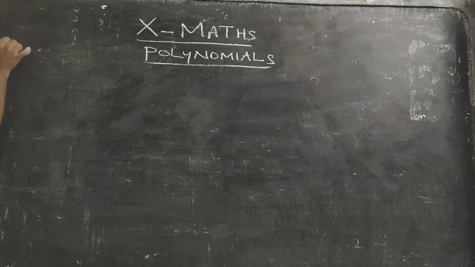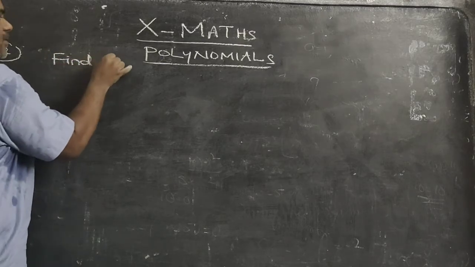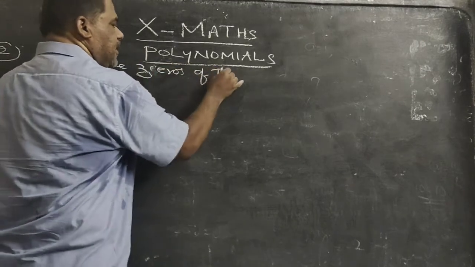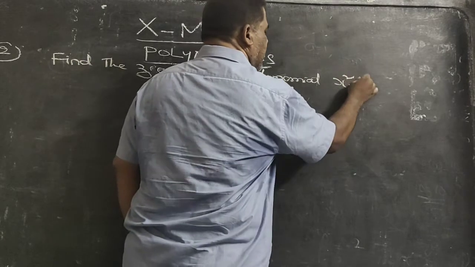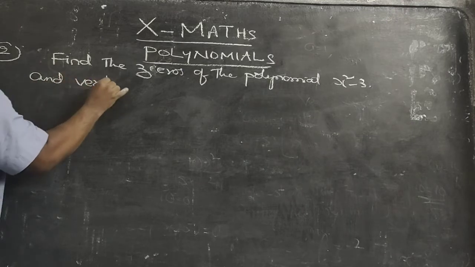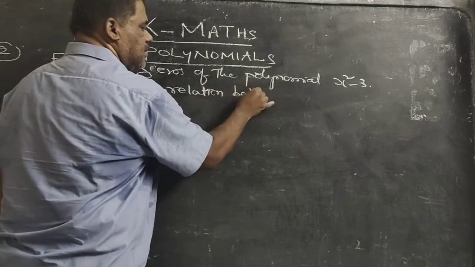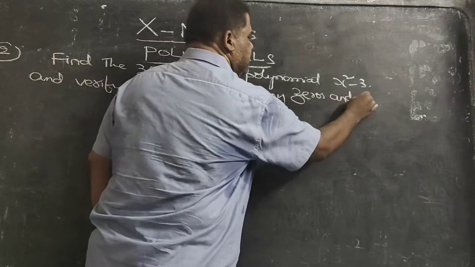Right, second example. Find the zeros of the polynomial x square minus 3 and verify the relationship between zeros and coefficients.